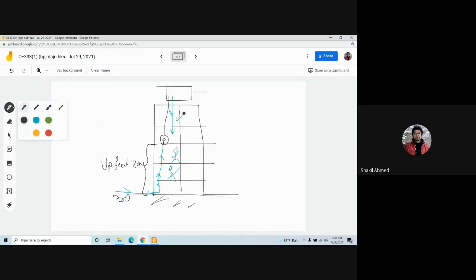Now for these people here, how are they getting the water, guys? How are they getting the water? Downward, right? Ji, sir. Downward. All right? So this is called downfeed zone.